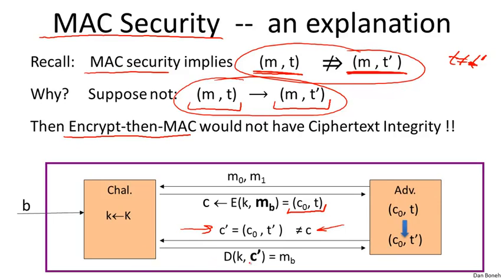It's a valid ciphertext, therefore the decryption of C prime is the message MB, but now the attacker just learned the value of B because he can test whether MB is equal to M0 or MB is equal to M1. As a result, he can just output B and he gets advantage 1 in defeating the scheme. So again, if our MAC security did not imply this property, then there would be a chosen ciphertext attack on encrypt then MAC, and therefore it would not be secure. So the fact that we defined MAC security correctly means that encrypt then MAC really does provide authenticated encryption. And all the MACs that we discussed actually do satisfy this strong notion of unforgeability.